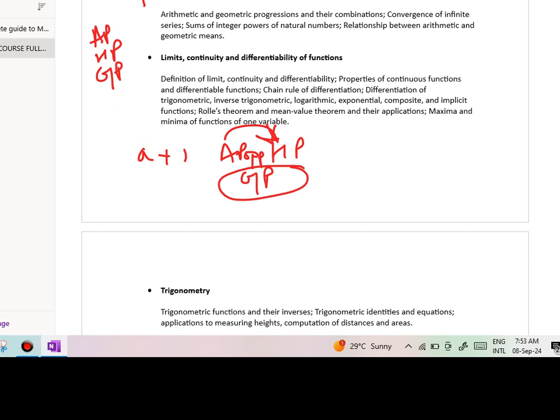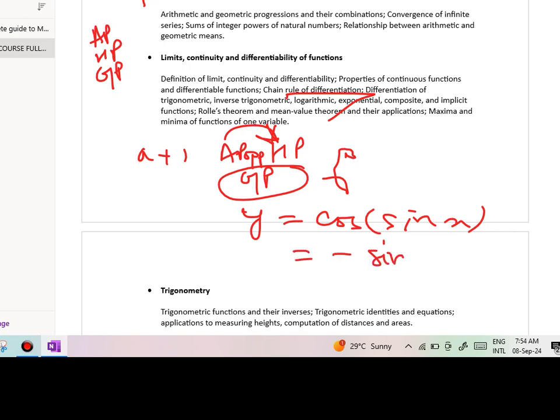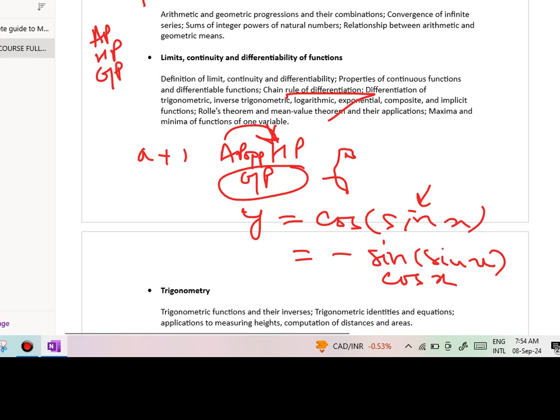What is the definition of a limit? I have explained that to some extent, like what is continuity, what is differentiability, and the properties of continuous and differentiable functions. There will be the chain rule of differentiation, like y equals cos of sin x. The differentiation of cos theta is minus sin theta, so this will be minus sin of sin x, times cos x. Then we have differentiation of trigonometric, inverse trigonometric, logarithmic, exponential, composite and implicit functions, Rolle's theorem, the mean value theorem and their applications, and maxima and minima.